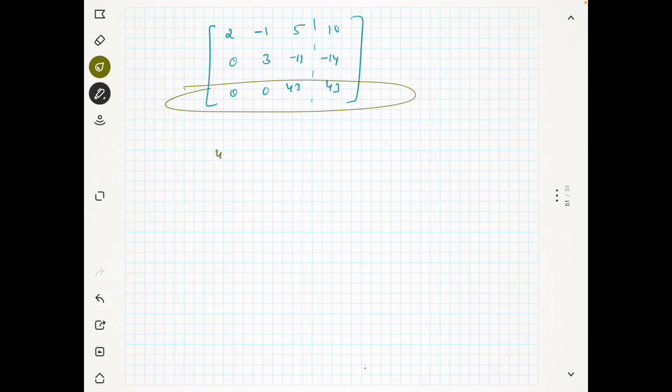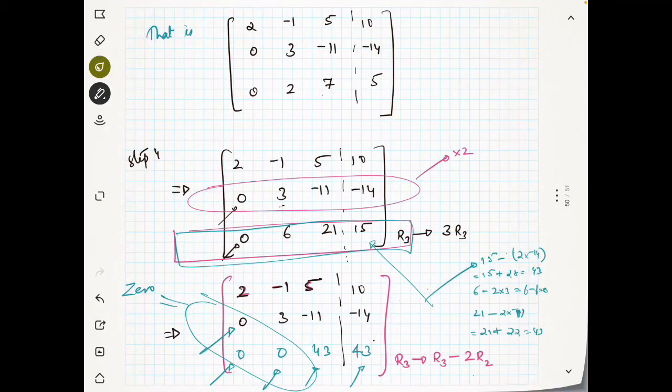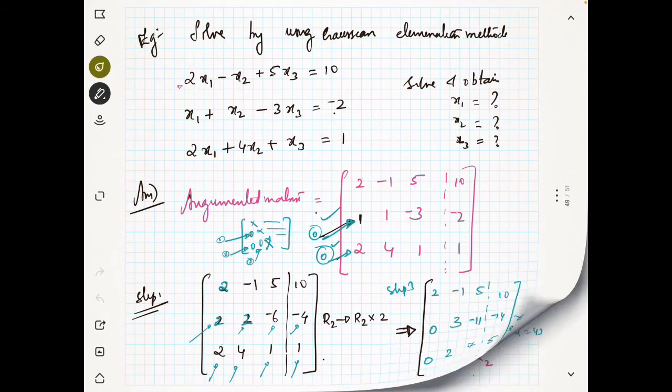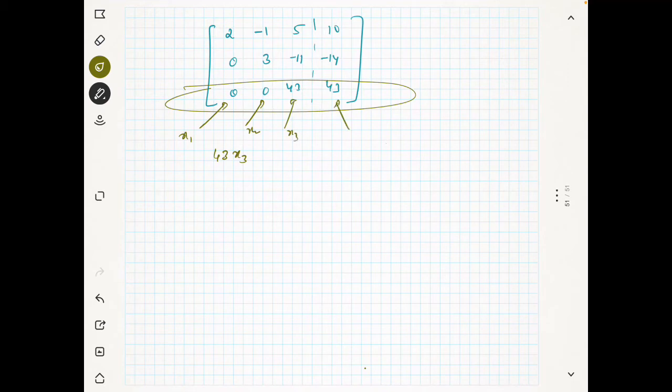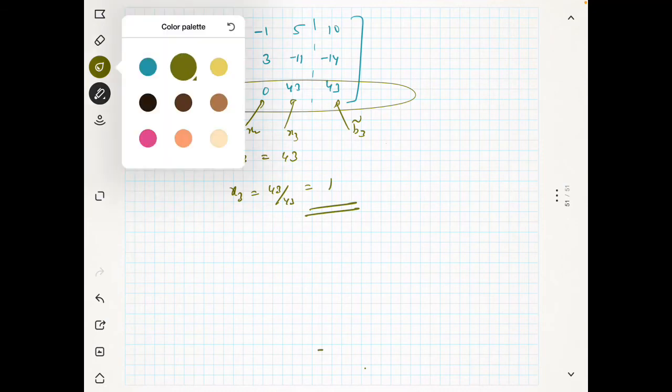That means it is 43z is equal to 43, right? So is it x, y, z? No, it's x1, x2, x3. So 43 x3, because this is the coefficient for x1, this is the coefficient for x2, and this is the coefficient for x3, and this is nothing but b3, your new b3 tilde. So 43 x3 is equal to 43. So what is x3? 43 by 43, which is equal to 1. So you got it. Now use this second equation.